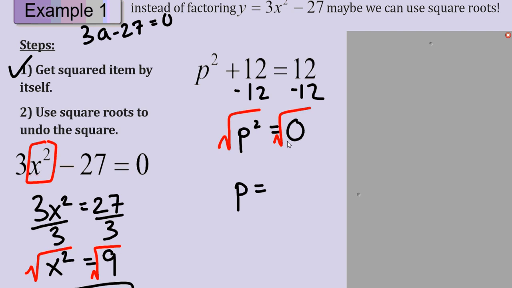The square root of 0 is the only time that you're only going to have one answer, because there's no such thing as a negative 0. So p equals 0 is the only answer for that one. Almost always you get two answers though.